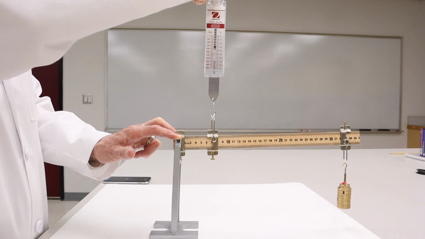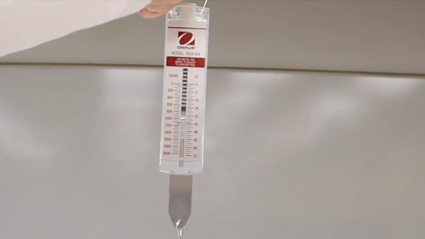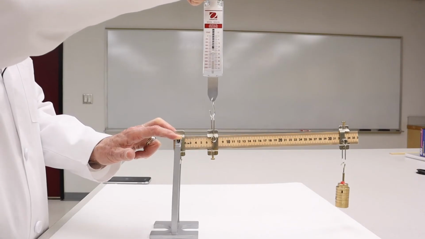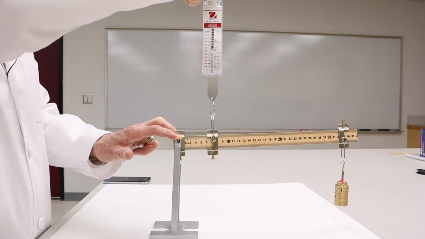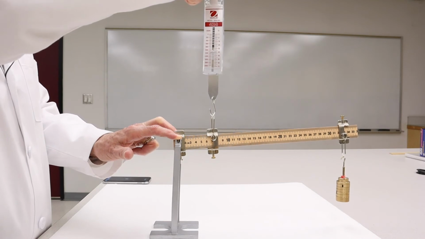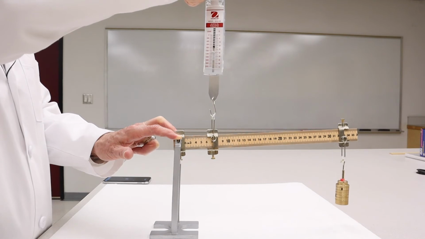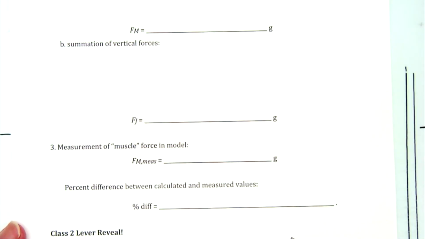Well, the scale reads exactly 1100 grams. Oh, and notice with my left hand, I'm having to hold down on that pivot point with a lot of force. The joint force is trying to raise up vertically with a force that I would say is almost 1,000 grams, close to what we calculated. Now that we've measured the muscle force in our simple model, please put that value in grams down in this location here.